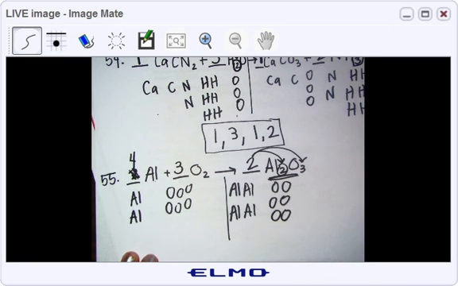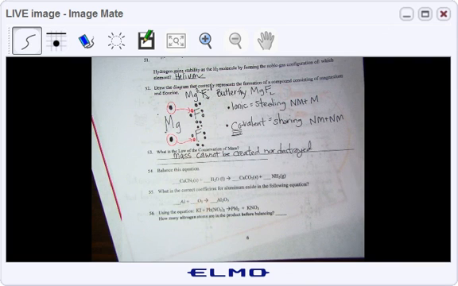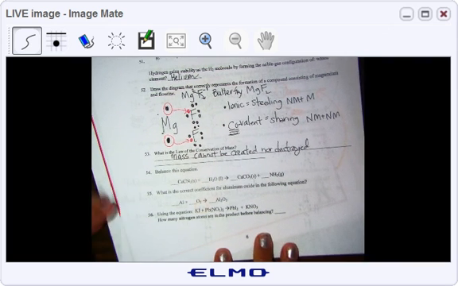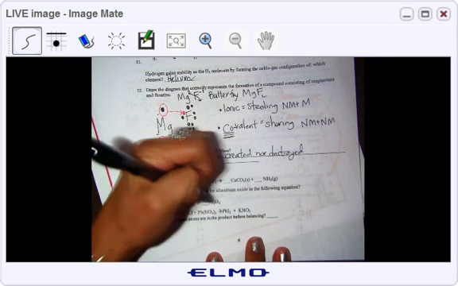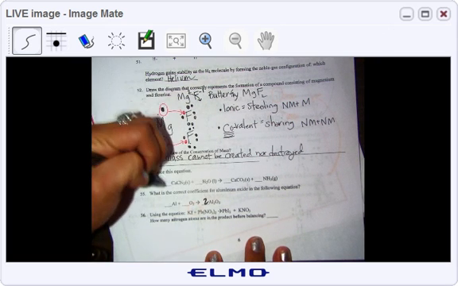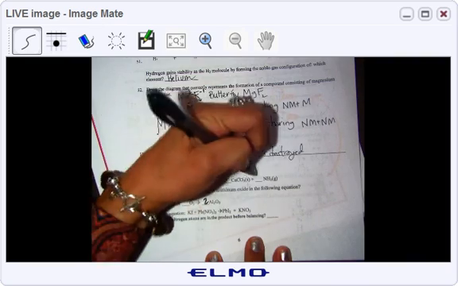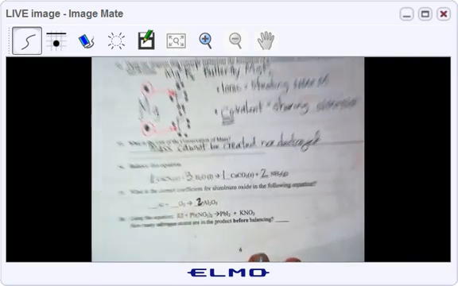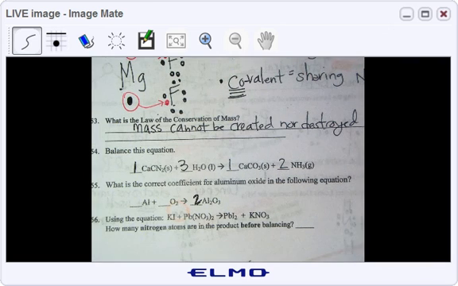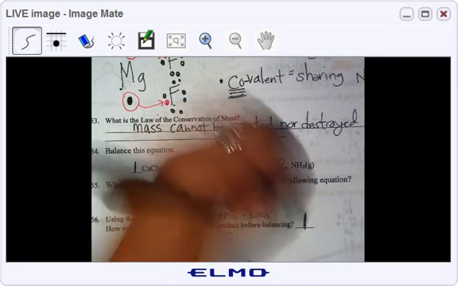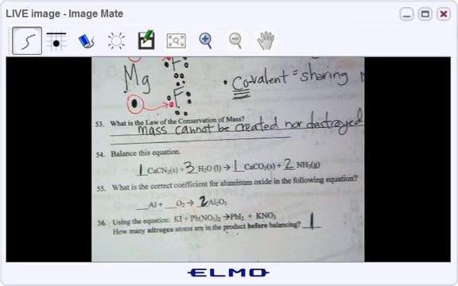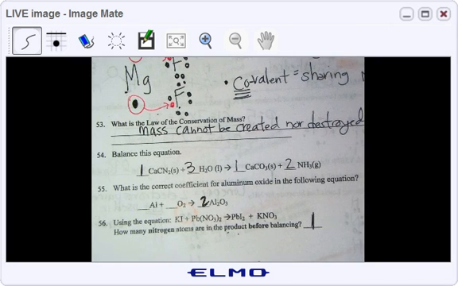I'm going to go back to the worksheet. Using the equation, how many nitrogen atoms are in the product before balancing? Okay, it says product before balancing, so that's great. We don't have to balance. How many nitrogens are right here? Just 1. And that's it. Okay, so this is the end of part 2.